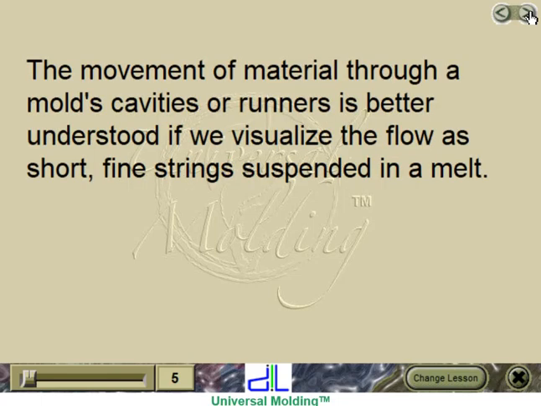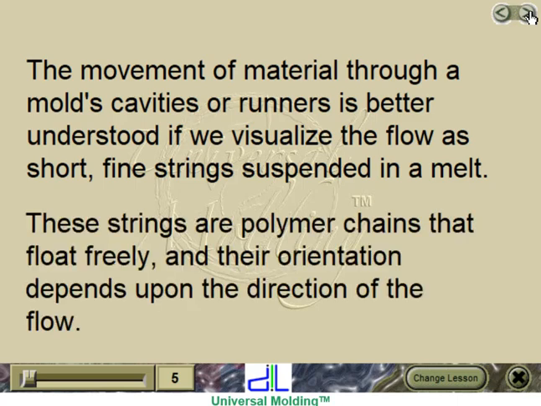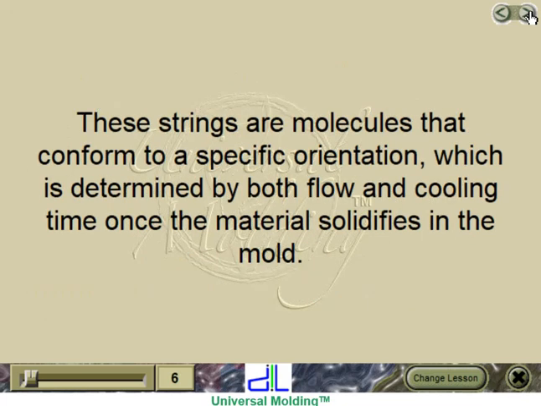Plastic melt flow. The movement of material through a mold's cavities or runners is better understood if we visualize the flow as short, fine strings suspended in a melt. These strings are polymer chains that float freely, and their orientation depends upon the direction of the flow. These strings are molecules that conform to a specific orientation, which is determined by both flow and cooling time once the material solidifies in the mold.